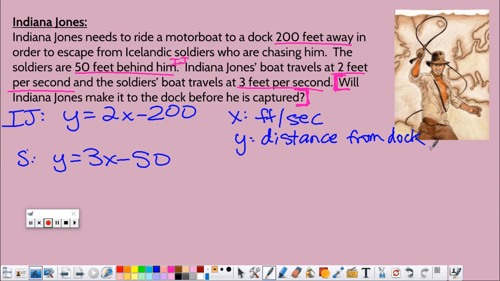Okay, so everybody can agree on the 2x and the 3x. What about the distances though? The negative 200 and the negative 50. Okay. How much you're going by. What is the 2x measured in? Feet per second. So we're measuring a distance traveled over a certain amount of time, right? And why do you think it's negative 200? Why is it not positive 200?